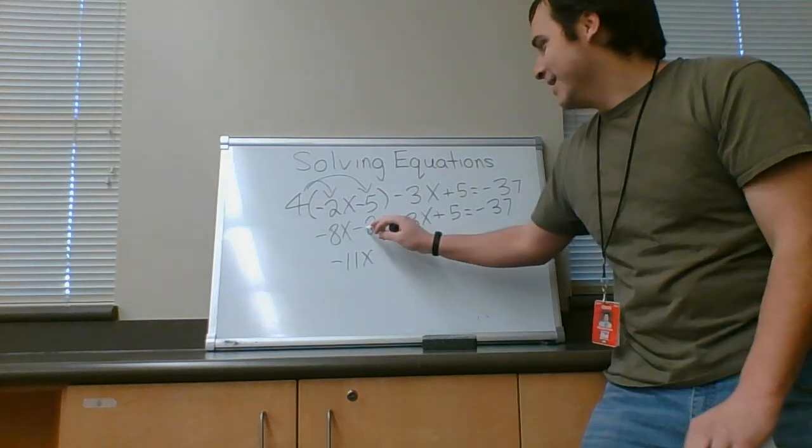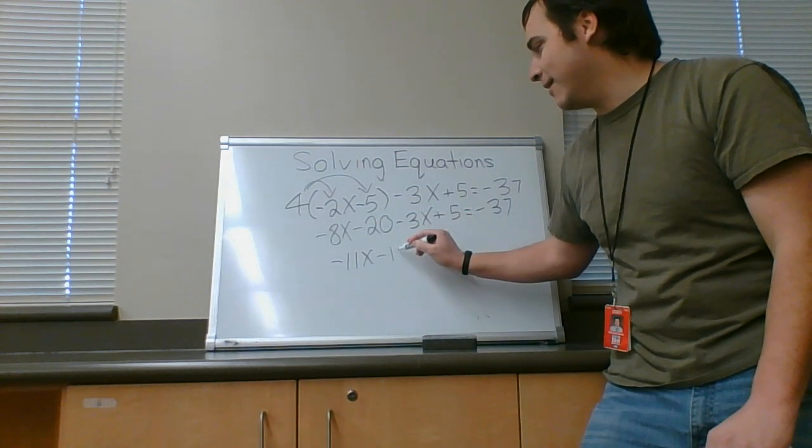Negative 20 and positive 5 makes negative 15.